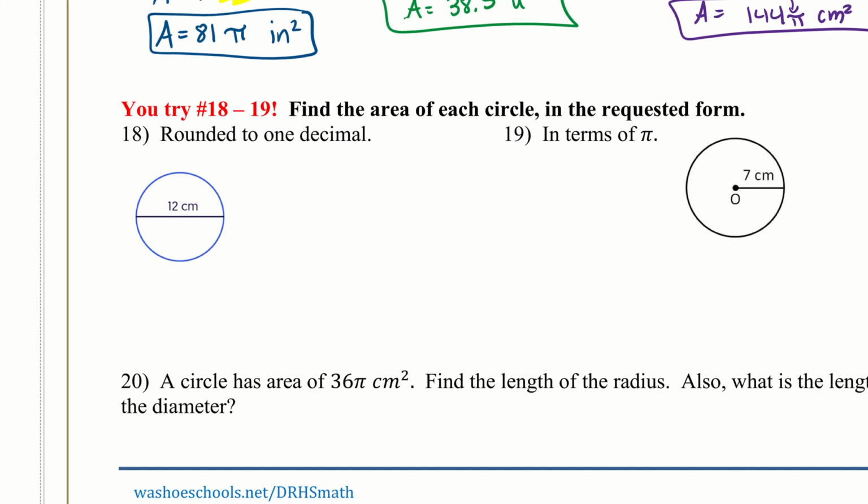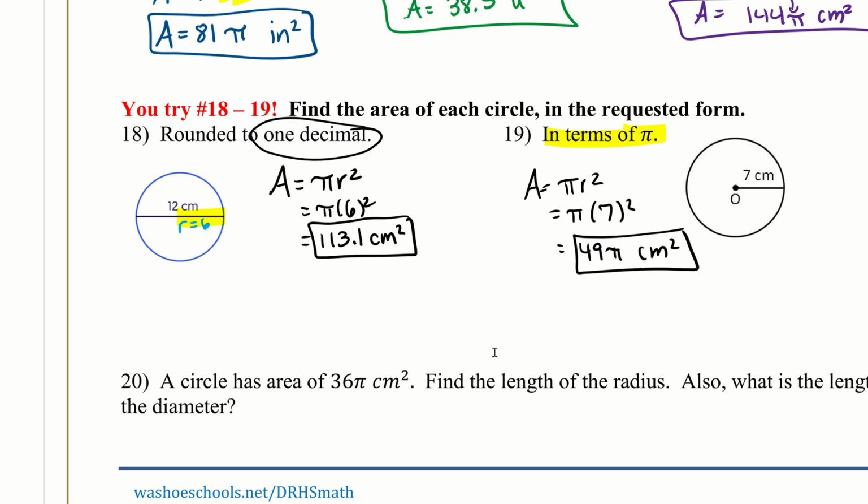All right, you've got a couple here to try, number 18 and 19. So I'll pause the video and let's have you pause it as well. Let's check in momentarily. All right, so go ahead and compare your answers. Notice how 18 asked for this to be rounded to a decimal and 19 did not. I think in terms of pi is actually the easiest way. Just don't leave this off of your answer. It is a part of your answer, so be careful there.